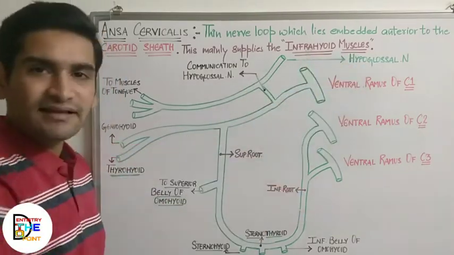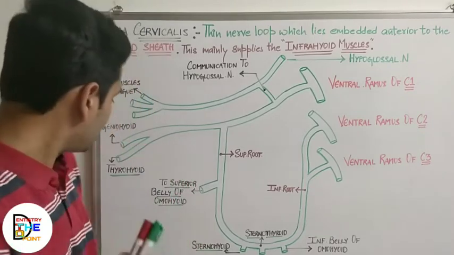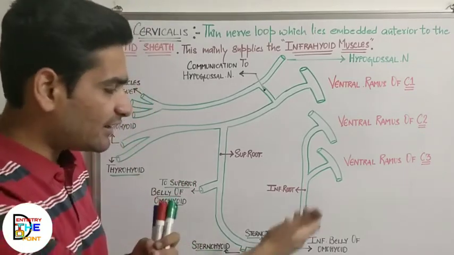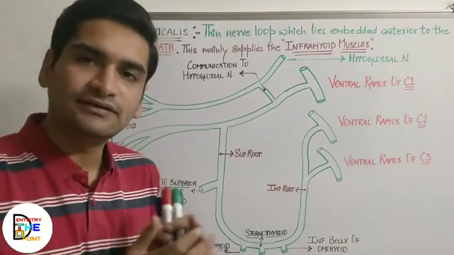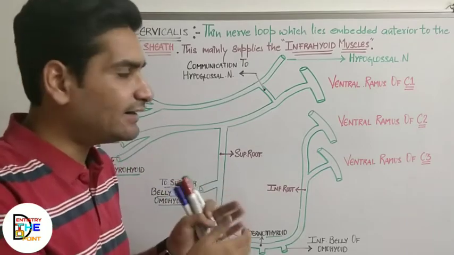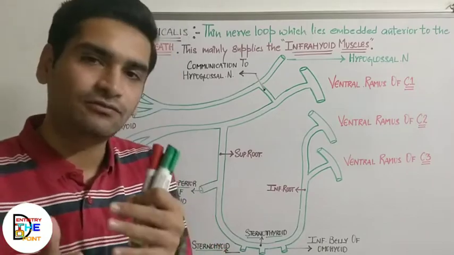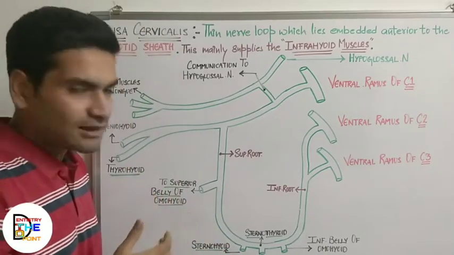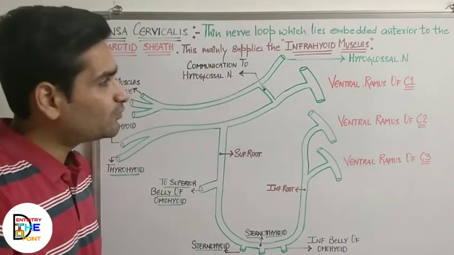So to learn Ansa cervicalis, you should have the names of infrahyoid muscles on your fingertips. That is the thyrohyoid, superior and inferior belly of omohyoid, sternothyroid and sternohyoid. These are the four infrahyoid muscles. We will study them in detail in the coming video. The next video will be on infrahyoid muscles, so please watch it. Before that, discussing Ansa cervicalis, it is mainly supplying the infrahyoid group of muscles.